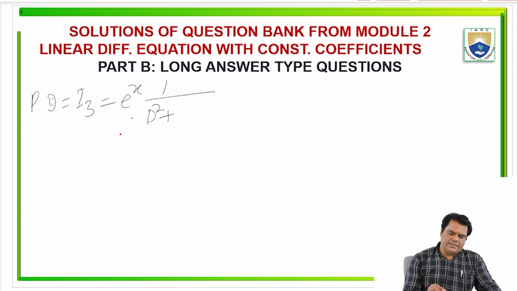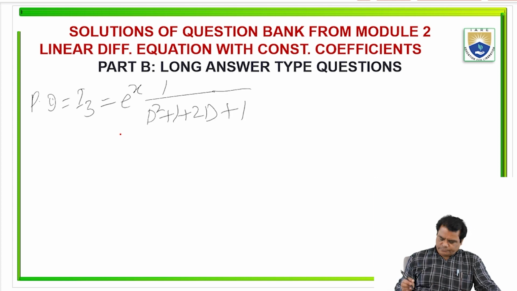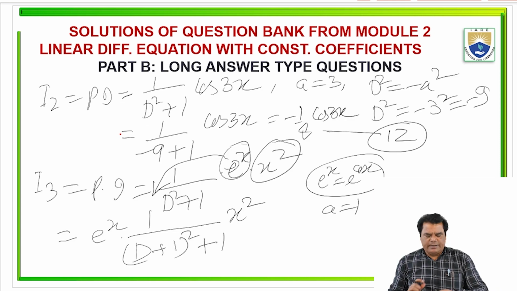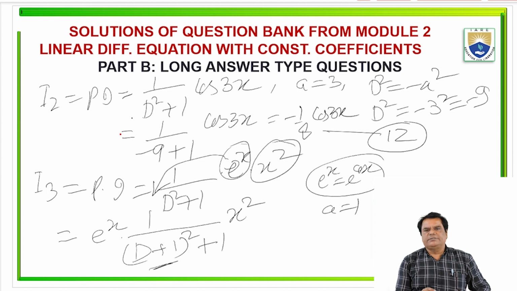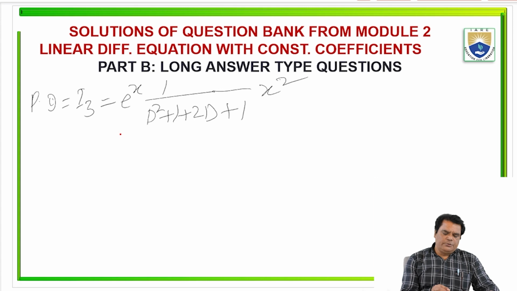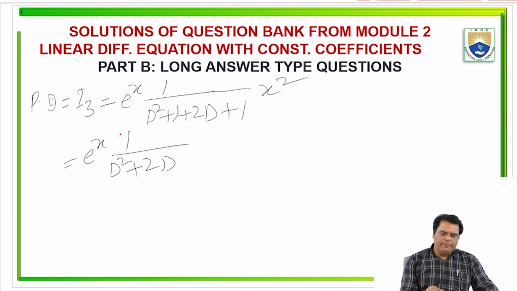So D square plus 1 plus 2D. I am opening this (D plus 1) whole square: D square plus 1 plus 2D, acting on x square. Now this equals e to the power x times (D square plus 2D plus 2) x square.